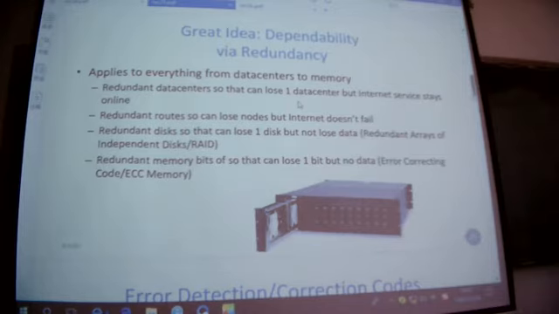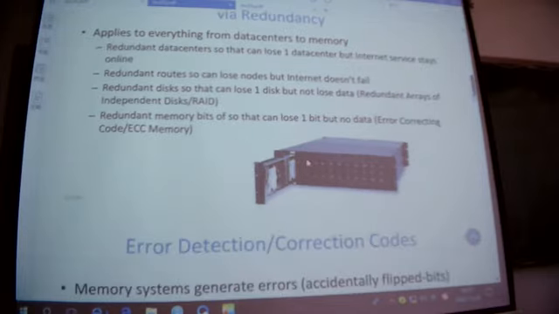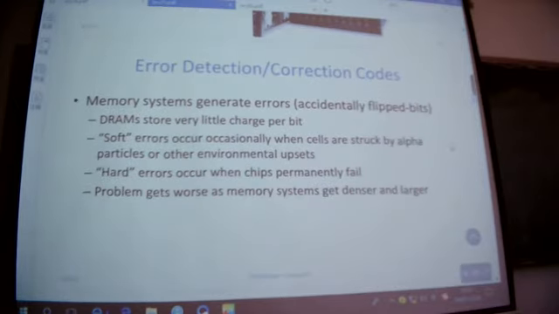So this is error correcting code. This is ECC memory. You can find this is one disk. There are several disks. So this is some data center. Okay, this is error detection or error correction code. ECC, error correction code. Memory systems generate errors. DRAM stores very little charge per bit. DRAM is the main memory.